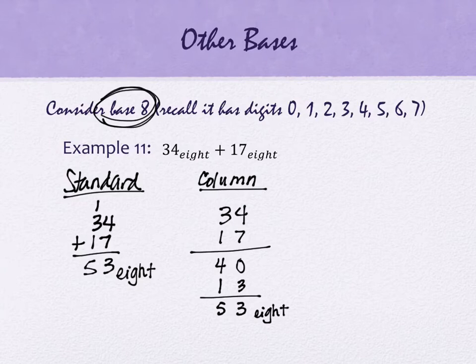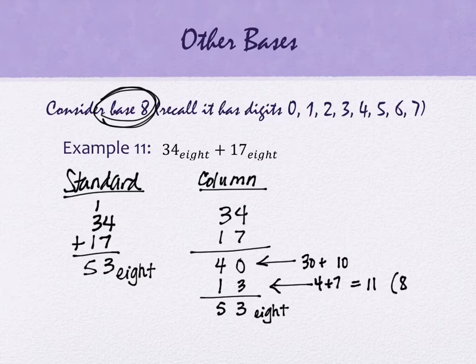Okay, so this one, just as a reminder, is the 30 plus the 10. And this one is the 4 plus the 7, which is 11, which is 1 8 and 3 left over. That's where that's coming from.